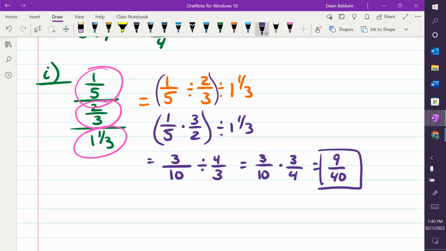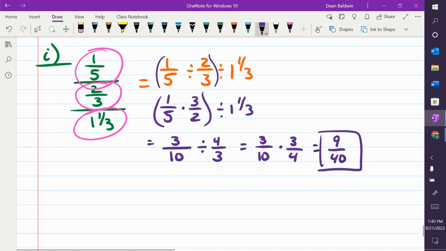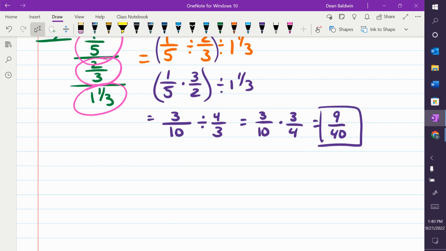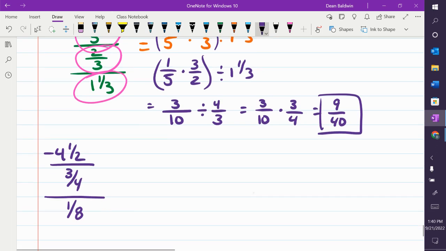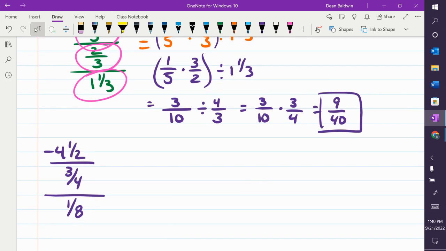So I'm going to put one of these on your quiz tomorrow. So here is your practice. I'm just going to put one question up here. Please answer that question. -4.5 divided by 3 1/4 divided by 1/8. Please.